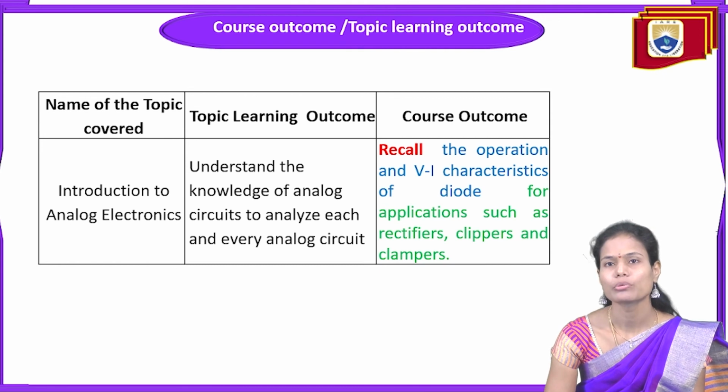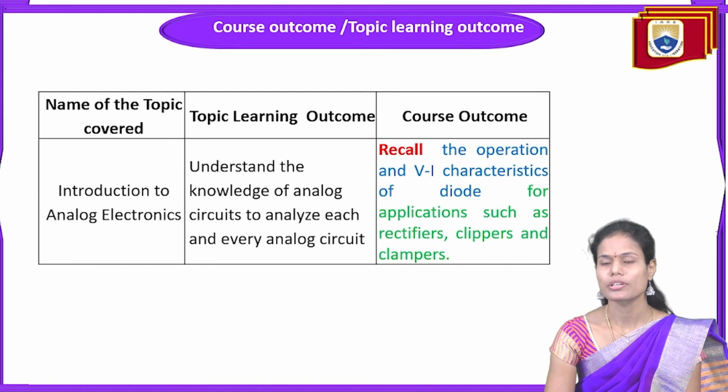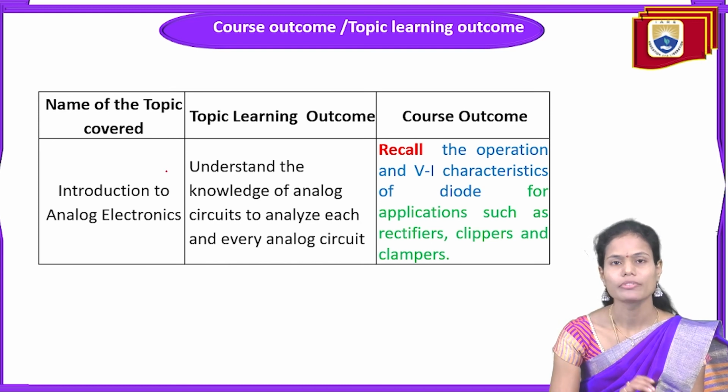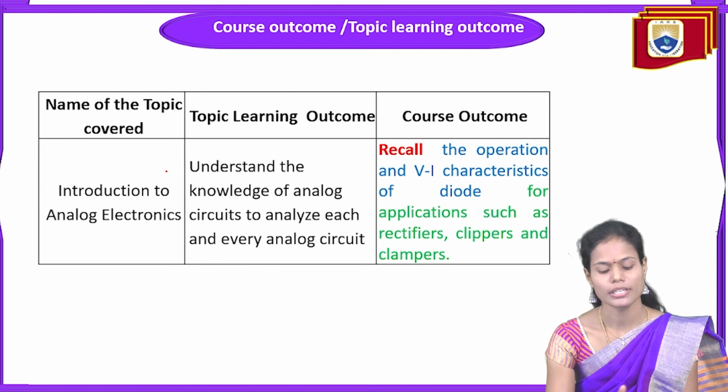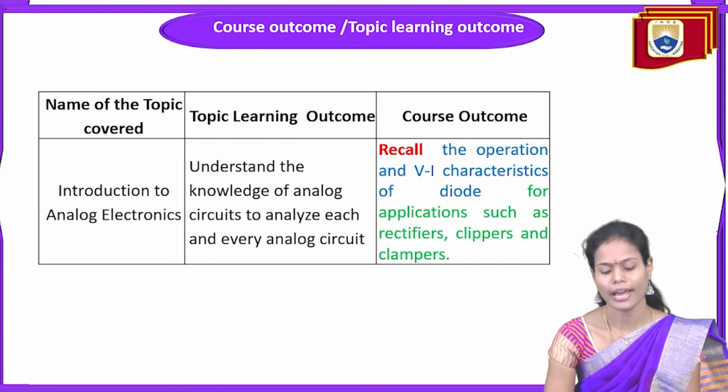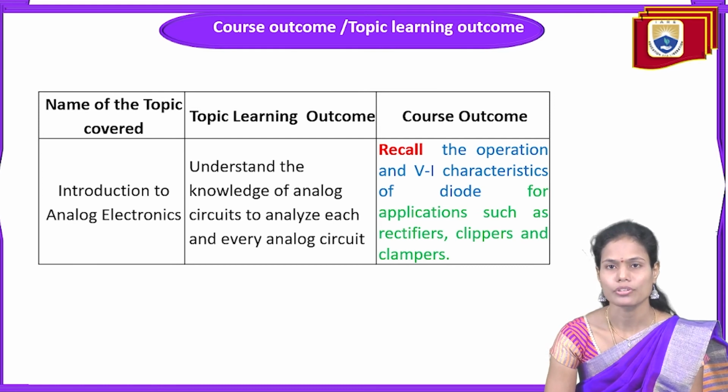And while writing the course outcome or topic learning outcome, what is the procedure we have to follow here? First of all, we have to write the topic we are going to cover in that particular session, that is, the name of the topic covered. For example, I have taken here Introduction to Analog Electronics. And what is the learning outcome from that topic? Here we are understanding the knowledge of analog circuits to analyze each and every analog circuit.